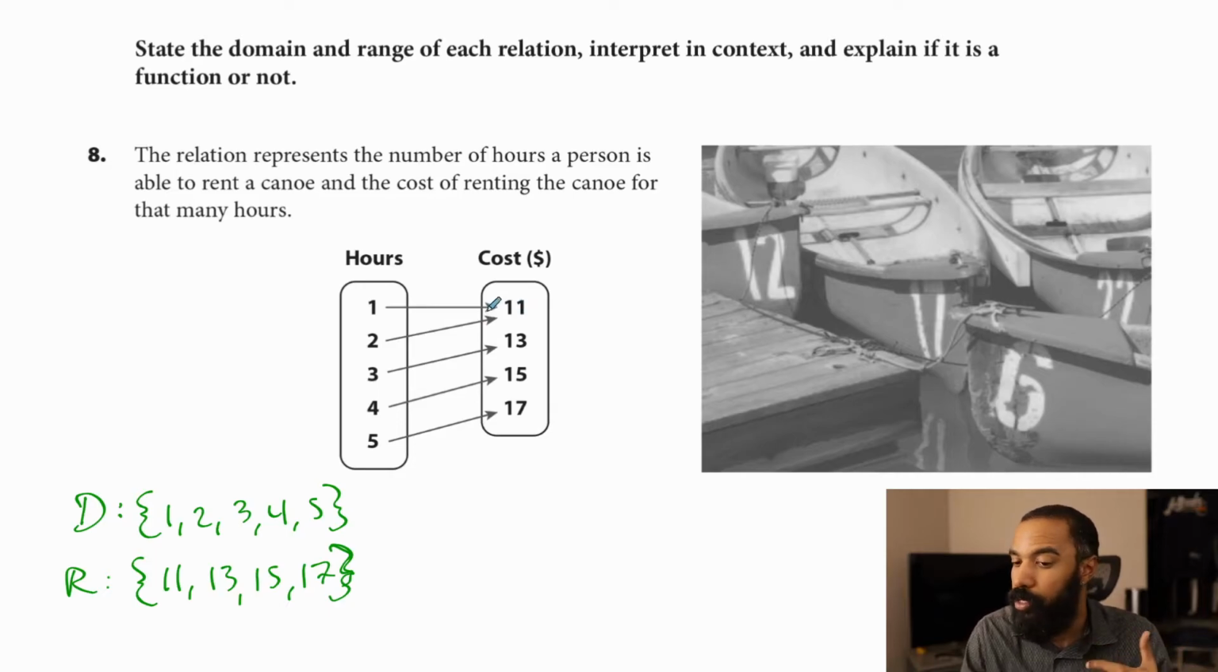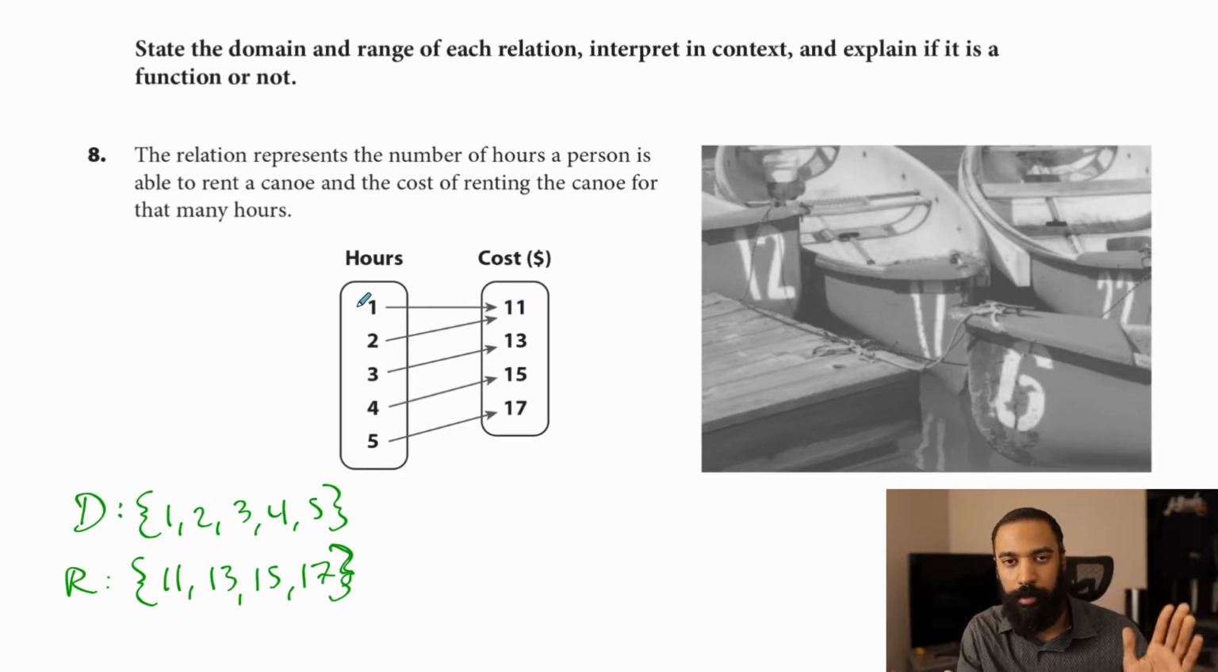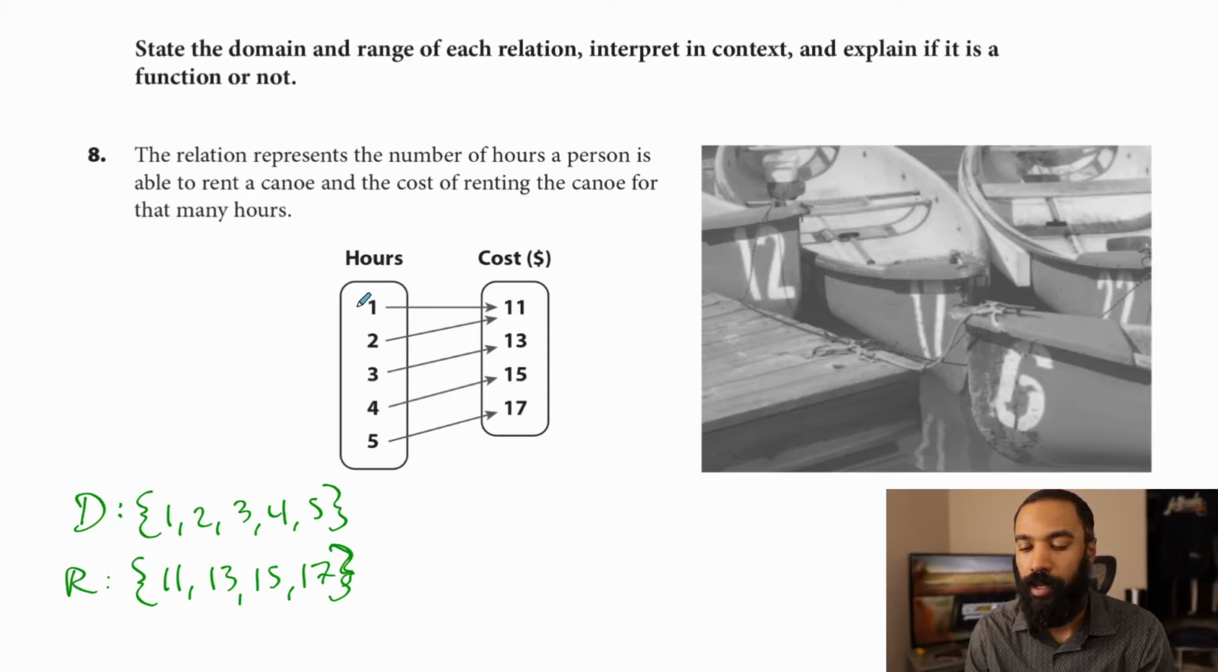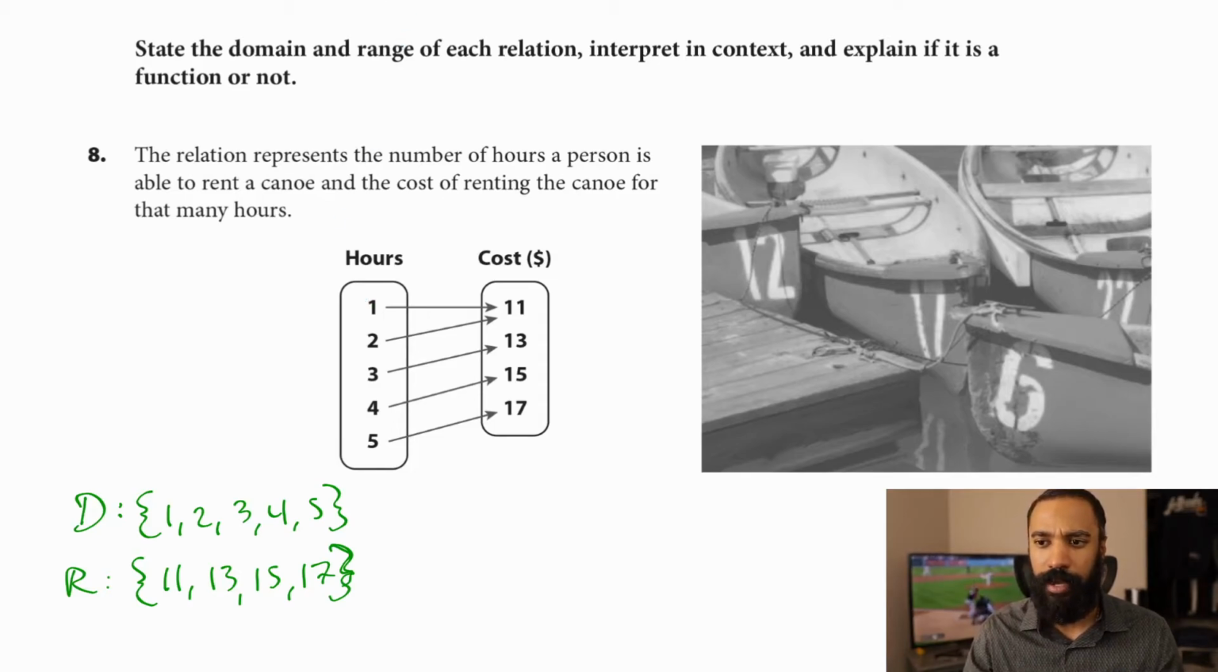I wasn't going to say that, but you can't rent it for 1 hour and for some people charge $11 and for some people charge $13 just for 1 hour. You're going to charge the same amount for that 1 hour each time. So yes, this is a function in the same way that I mentioned before. For every x, there's only one y. Yes, function.